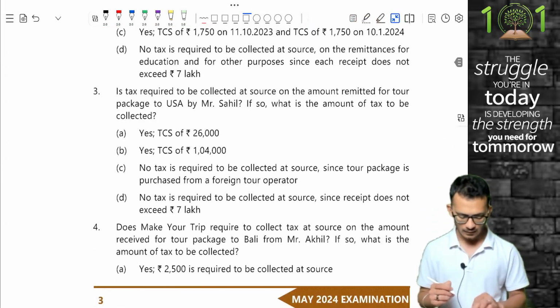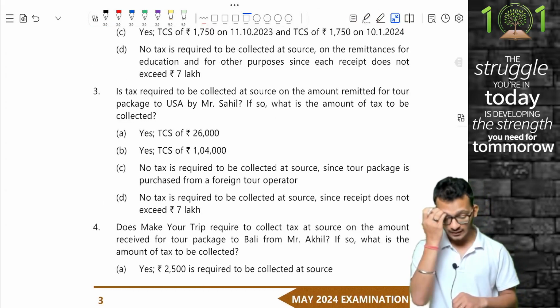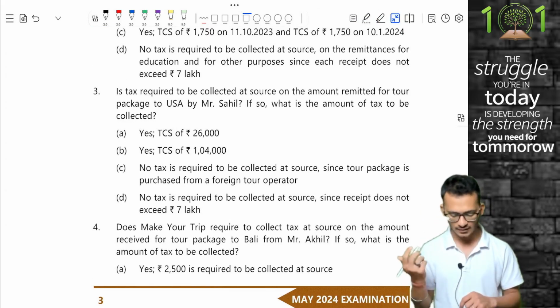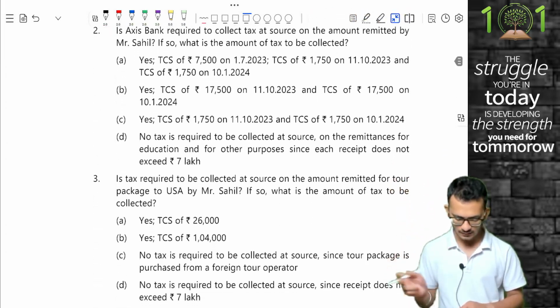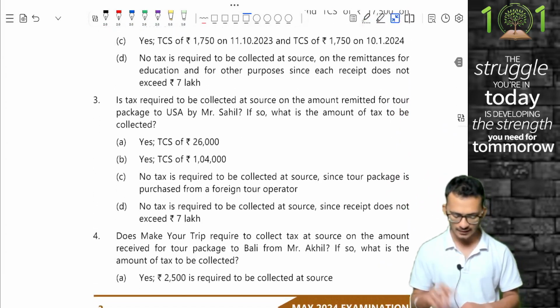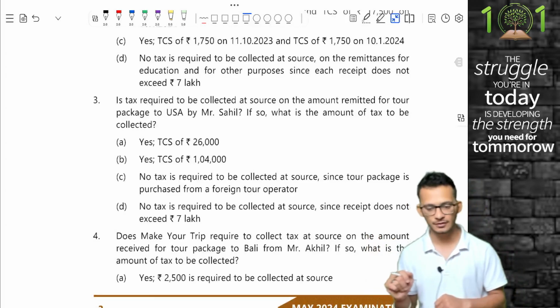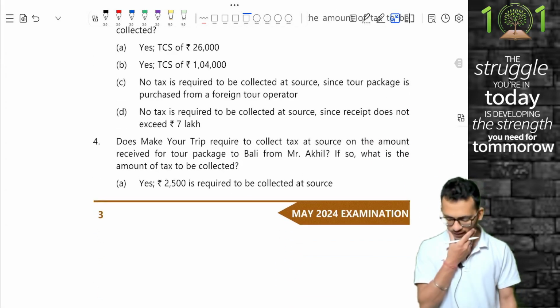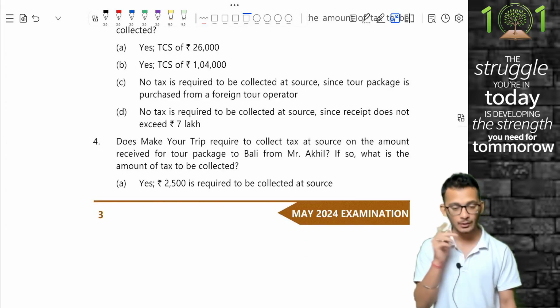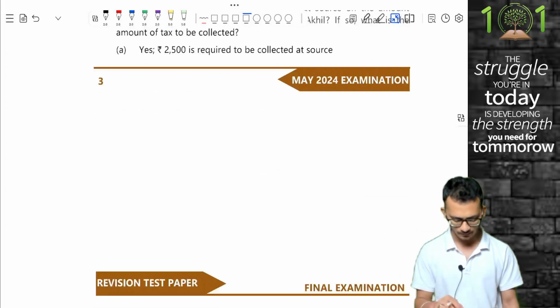Great. Third question: is tax required to be collected at source on the amount remitted for the tour package? Again TCS. All the three people are Sahil, I'm assuming. Yes, Sahil and again Sahil. So for all three, for Sahil, they want TCS provisions. Then you have, does MakeMyTrip required to collect TCS on the amount received for Bali from Akhil? So Akhil also, they want TCS.